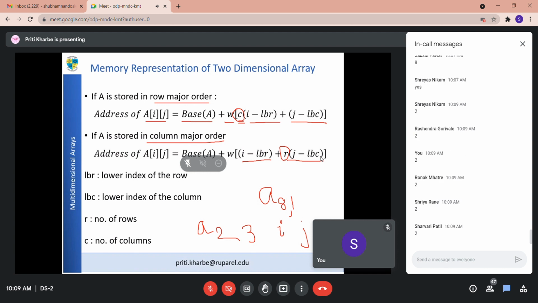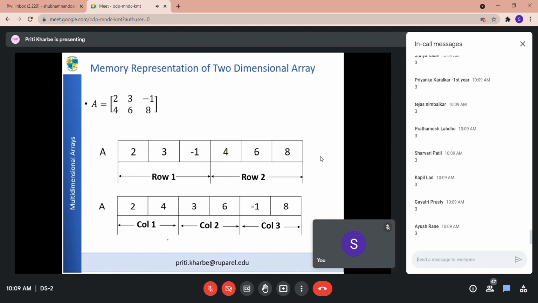What will be value of I? 2. What will be value of j? 3. Right answer. Now let us come here. What is value of R and what is value of C? What I mean by this R and C. R indicates total number of rows and C indicates total number of columns.